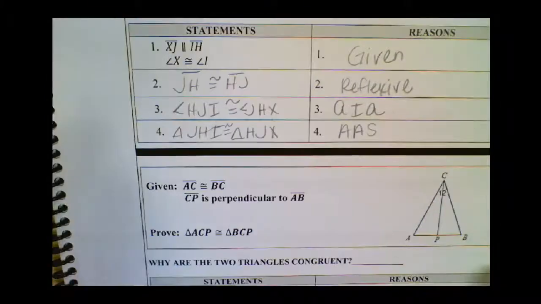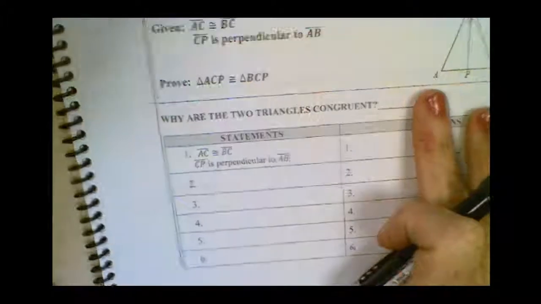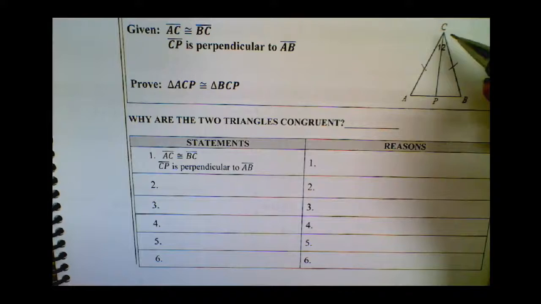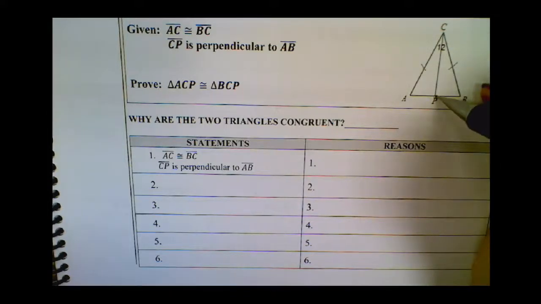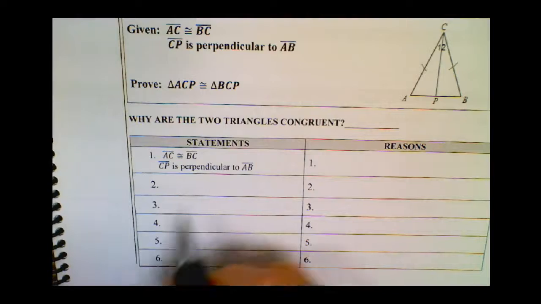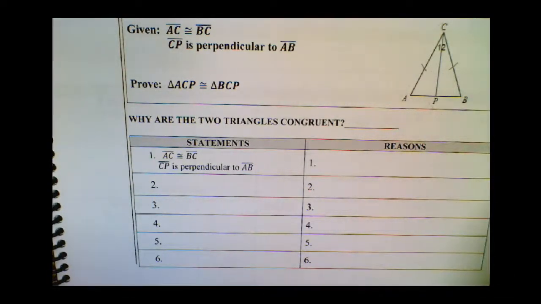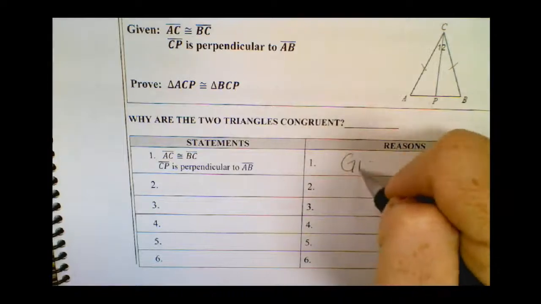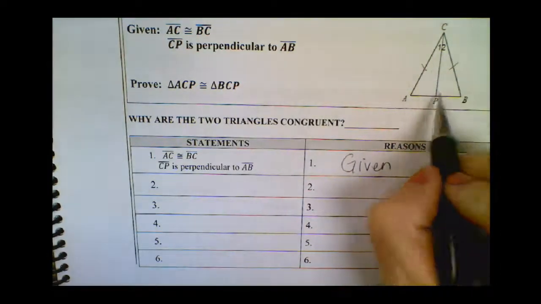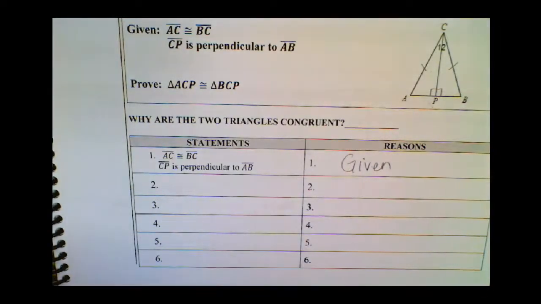Okay. Last one. So given that AC is equal to BC, and that CP is perpendicular to AB, so this line comes down in a perfect T, prove that ACP, this triangle here, is congruent to BCP. Okay, so let's write in the things that we know. Those are given. If something is perpendicular, it means that it creates what kind of angle? Well, it creates a 90-degree angle. So I know both of those angles now.